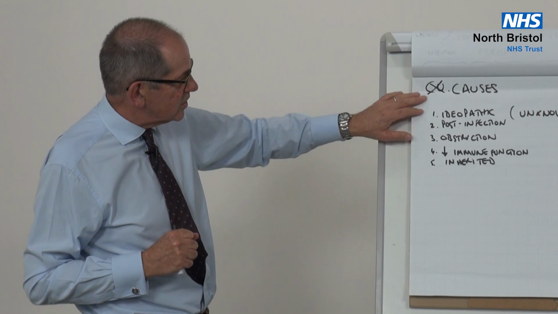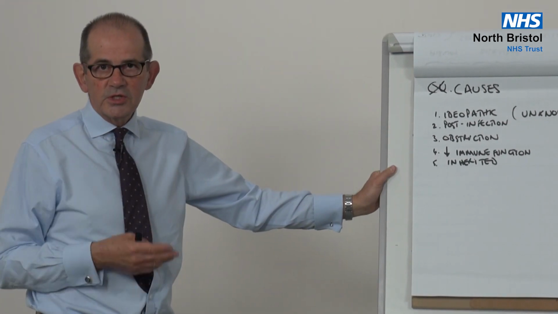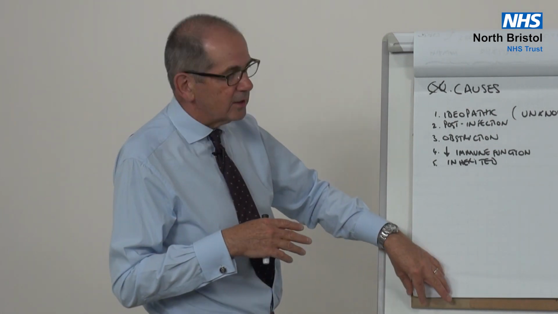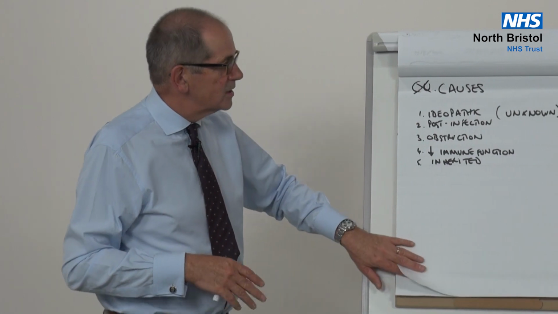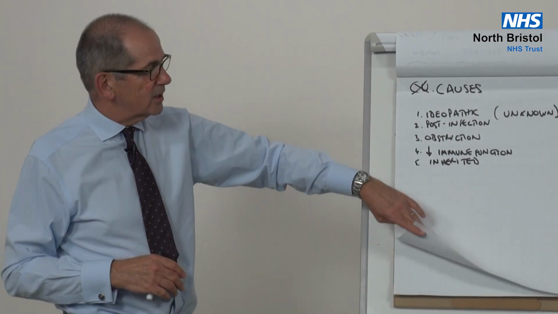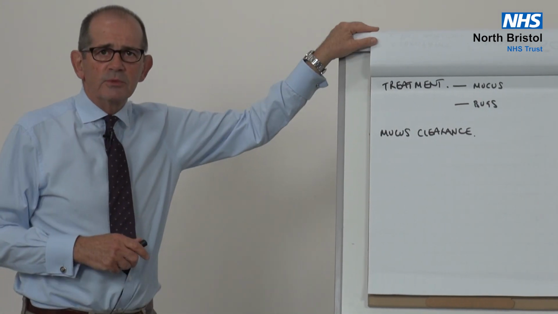You'll notice that there's a common feature in all of these, which is disturbance of that mucociliary escalator, allowing infection to persist in the airway and cause damage. So there's the list of causes of bronchiectasis. And then now we're going to talk a bit about treatment.